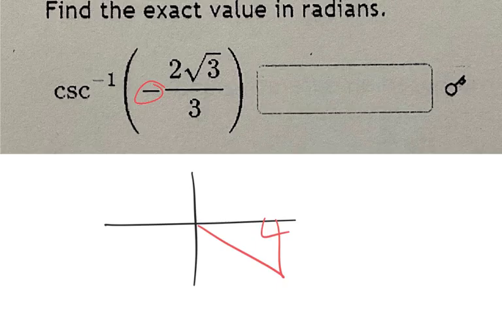Sine is the opposite over the hypotenuse. That means cosecant is the hypotenuse over the opposite. So this would mean the hypotenuse is 2 radical 3. The opposite side is 3. Is this a triangle we have memorized? No, not in this form.